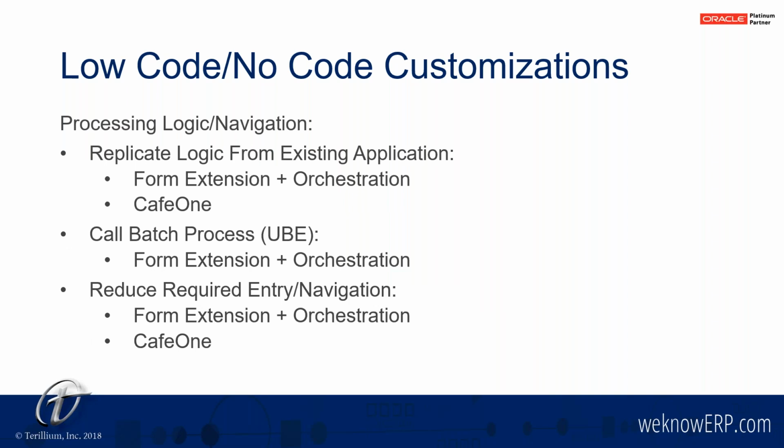As far as processing logic and navigation, you can replicate logic from existing applications through either that form extension tool plus adding an orchestration behind it, or you can also use some Cafe Ones. So Cafe One is the joining of two applications together on one screen, or maybe linking a website to one of your screens. You can call batch processes, UBEs.